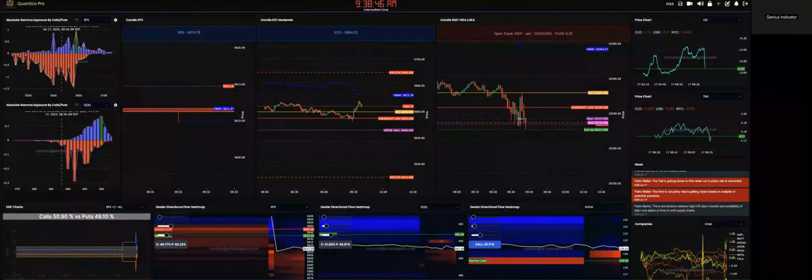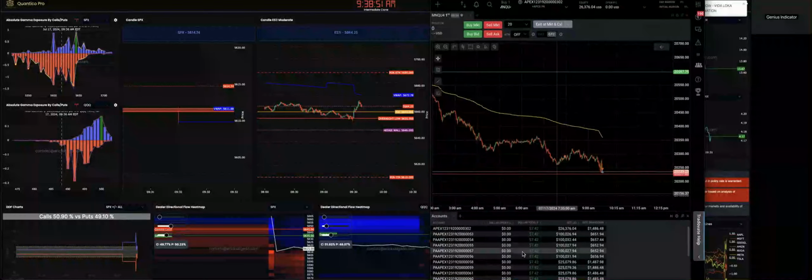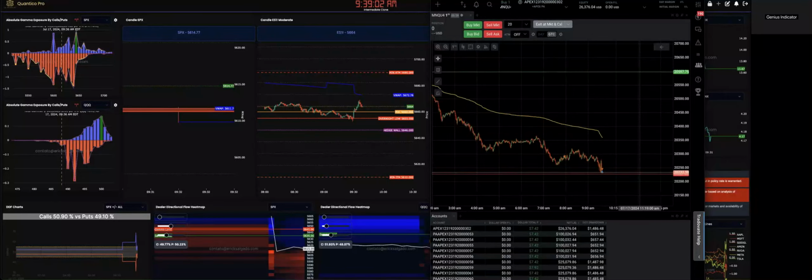All right, guys. I think we are going to exit the trade. Yes, we exited the trade with, I exited the trade with $7. I was -7 because I tested in the morning.